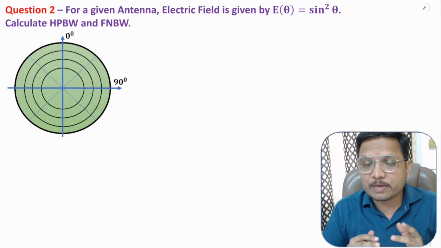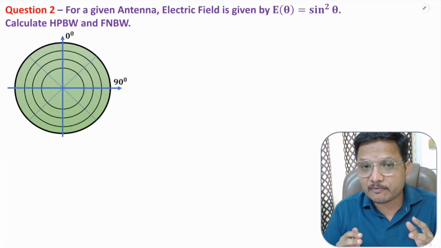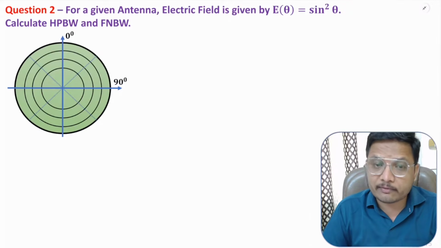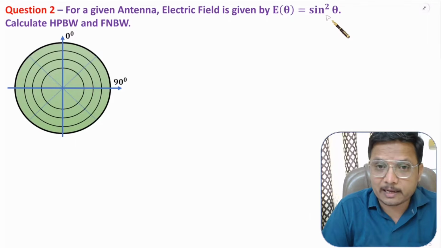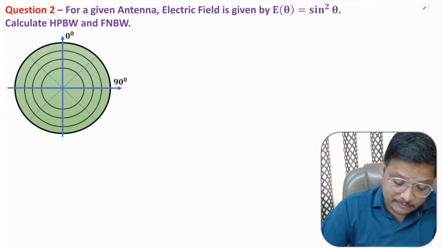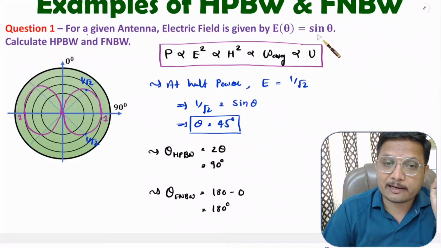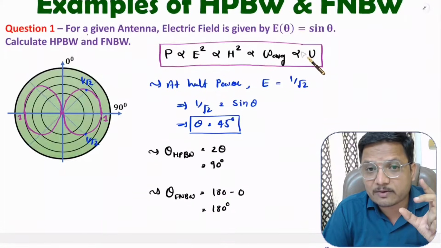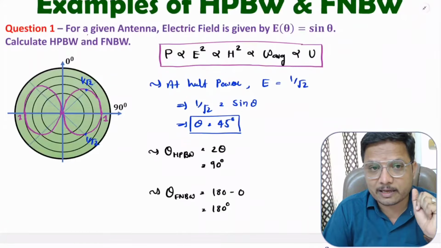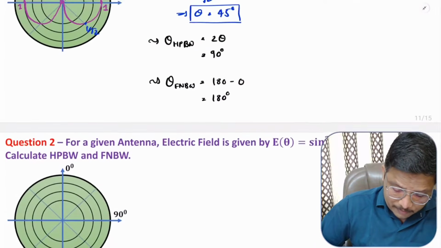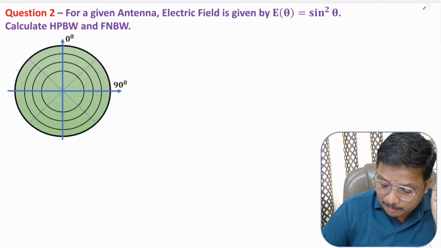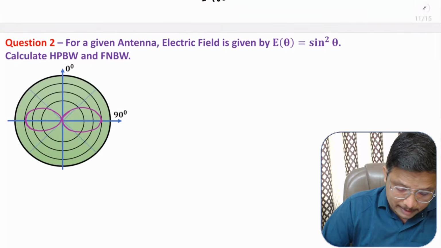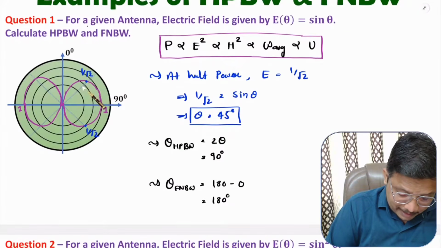Second problem is also based on calculation of half power beam width and first null beam width based on electric field. Here electric field is sine square theta. In first question, electric field was sine theta, right? Now here you need to understand the difference in plot of sine square theta and sine theta. See here, the sine square theta plot is somewhat like this, you can observe, right? And sine theta is happening like this, you can observe.